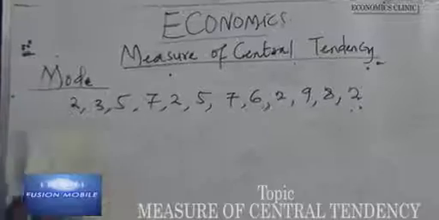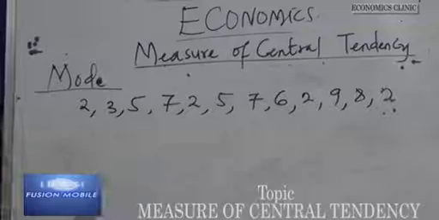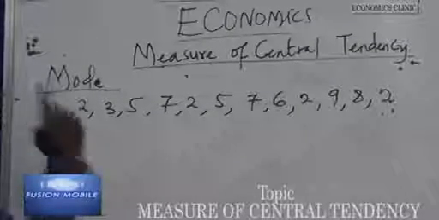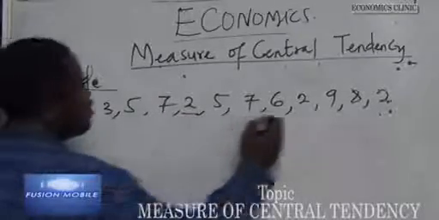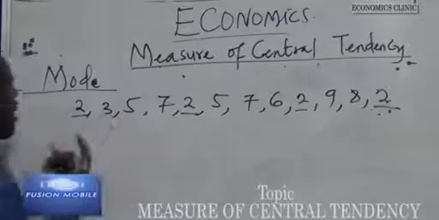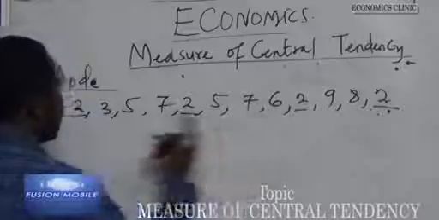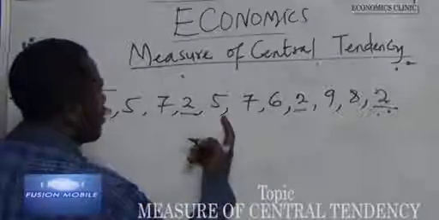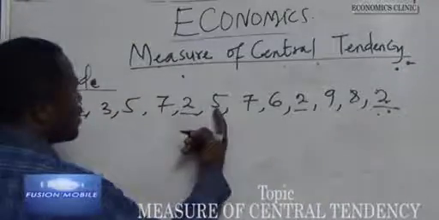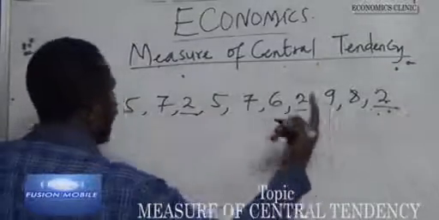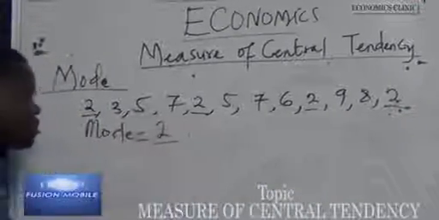How do you determine your mode? You look for the value that appears most. Now in this question you can see that a value appears most, which is, let's count it, 2: 1, 2, 3, 4. Let's consider 3. How many 3s do we have in this set of distribution? It's only 1. What of 5? 1, 2. What of 7? 1, 2. 6 is 1. Even 9 is 1. So the mode in this set of distribution is 2.